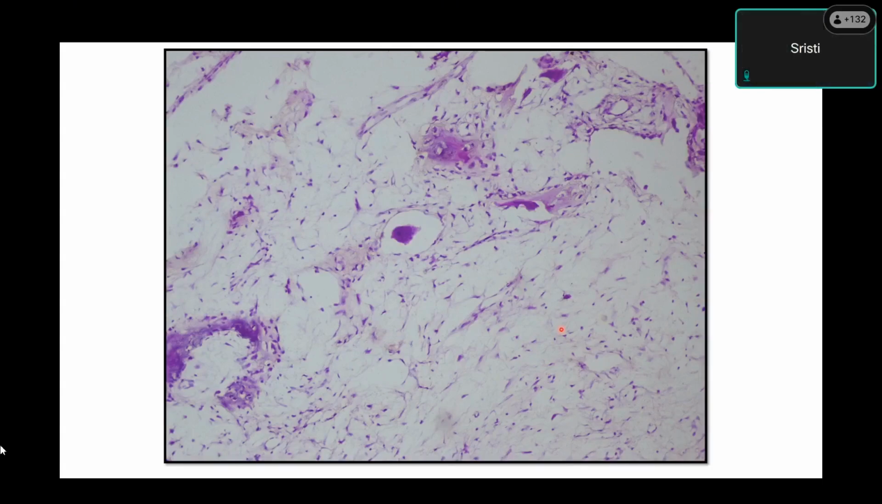Physaliferous cells should be seen, but they are not seen. Okay, very good. So what can it be? You are seeing some stellate cells, some myxoid and fibrous matrix, and a few giant cells. So what do you think the lesion can be? Some neuronal tumor, ma'am.